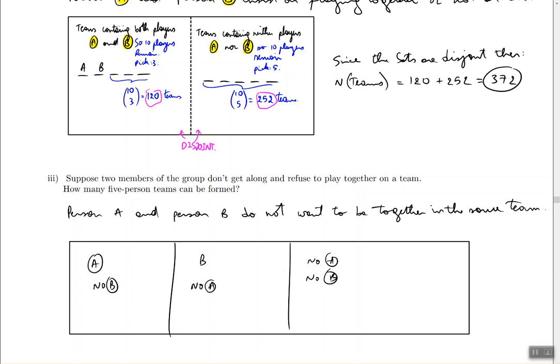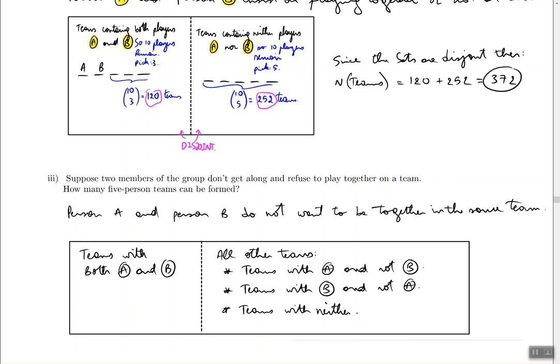The faster way to do a problem is basically to think about the teams in total, like every team in the possible universe, and then take out the teams where the 2 players are together on the team. Okay, so that's basically using the difference rule. So this is the idea. My team can either have both A and B, or every other possible scenario where the team has A but not B, or B but not A, or neither A nor B.